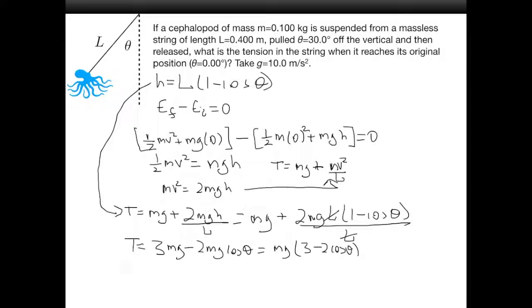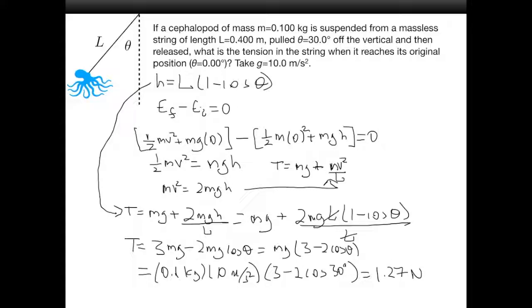Now it's all over but the substituting. We've got m equal to 0.1 kilograms, g is 10 meters per second squared, 3 is equal to 3, and then 2 times the cosine of 30 degrees. We pop all that out and we get an answer of 1.268 newtons, or 1.27 newtons, and done.